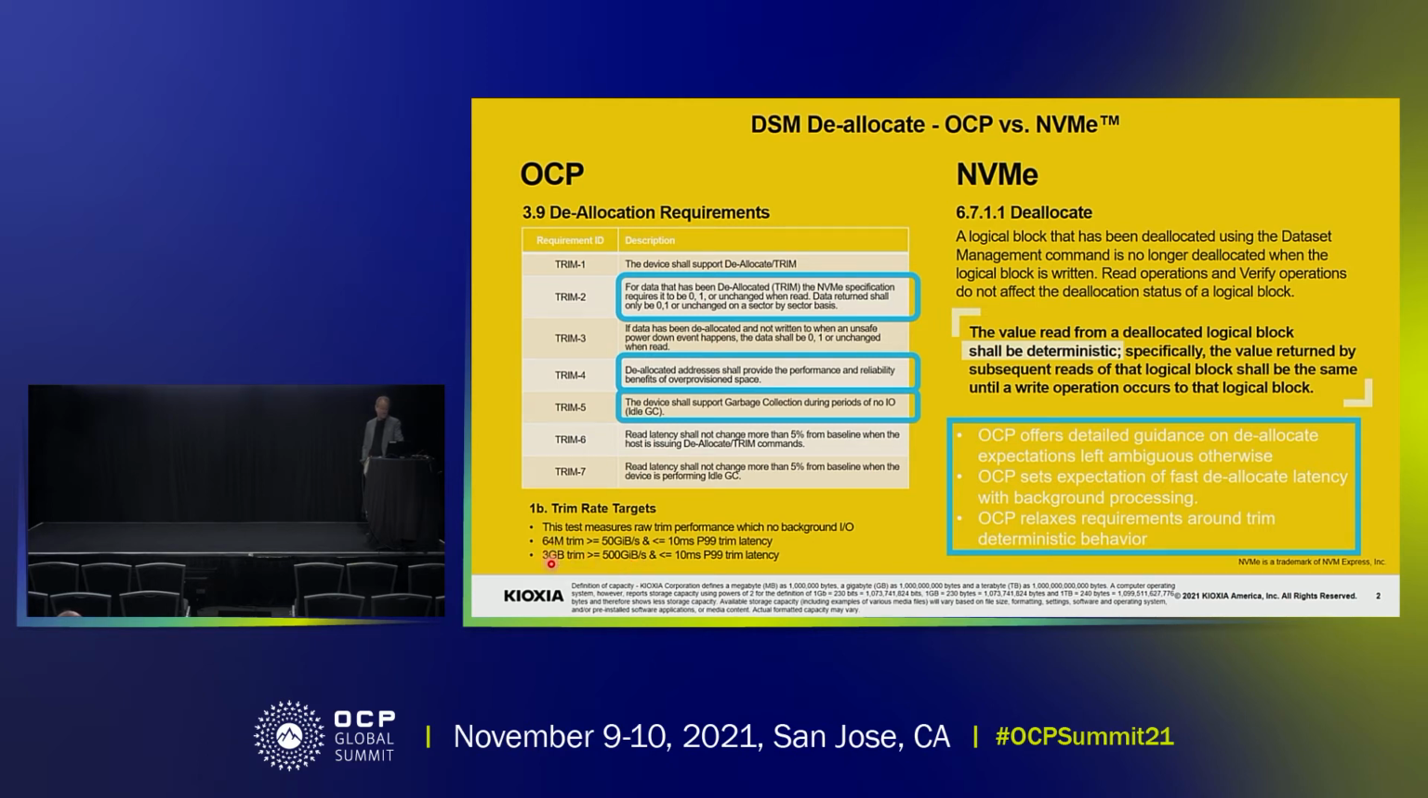Hold on to this one. A 3 GB trim should do about 500 gigabytes a second of trim bandwidth at a P99 latency of 10 milliseconds. And so it was really nice to have that guidance, to have that direction, and also, as you'll see in a minute, that relaxation of the deterministic requirement that we took advantage of in the design that I worked on. I'll take questions at the end.